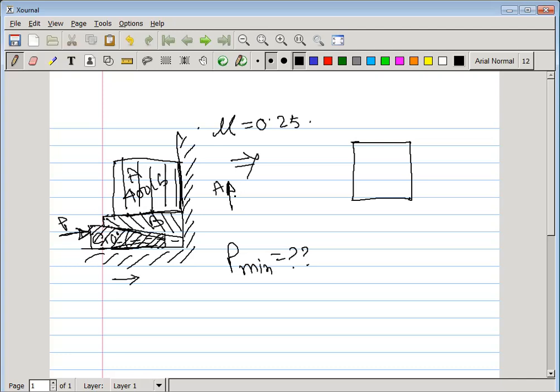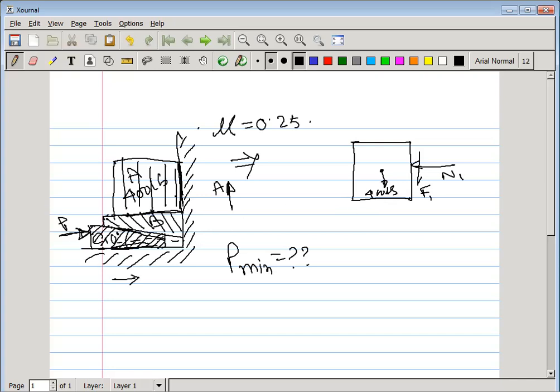If block A moves in the upward direction, then the friction acts on the surface between block A and the wall in the downward direction, and the normal is always perpendicular to the body. So if we consider this in A, F1 and N1, and as per the question this is 400 pound.